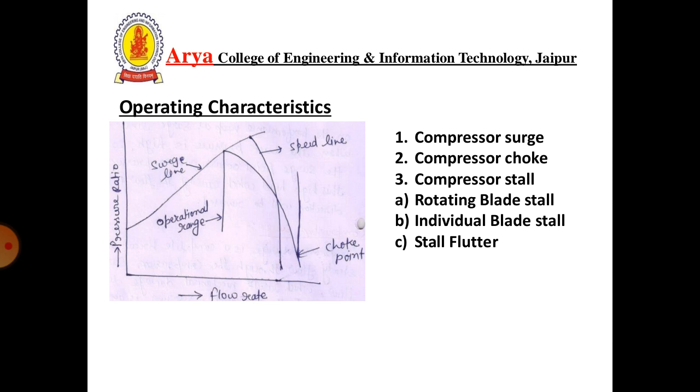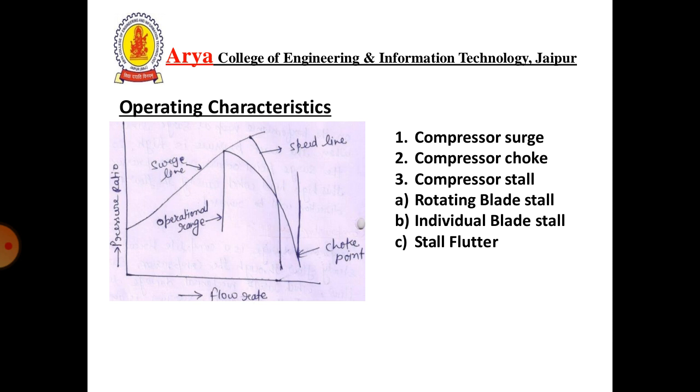Now, compressor choke. In compressor choke, where the flow reaches Mach number 1 at the blade throat, a point arises where no more flow can pass through the compressor. So this point is known as the compressor choke point. The phenomenon is known as stall, as shown in the figure.